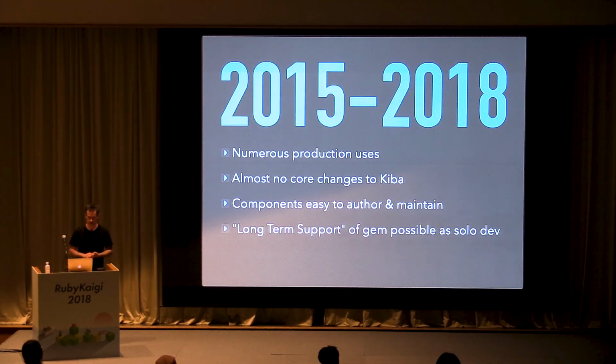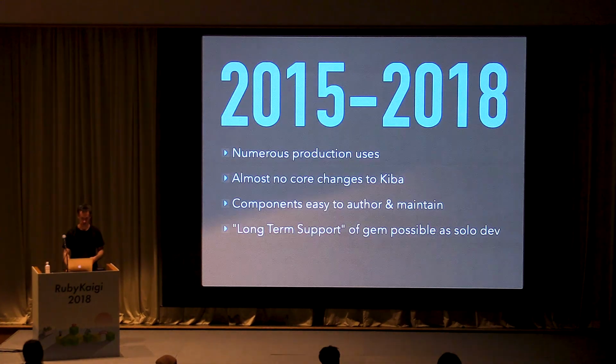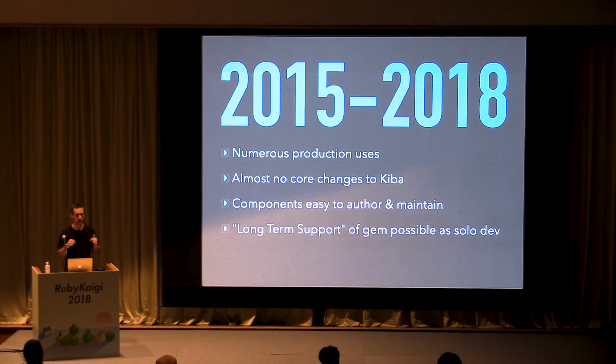So for the last 3 years, I've been using this on numerous production uses, and maintenance for me as an OSS developer is easy. Almost no core change to Kiba itself. The components were easy to author and maintain for me and my clients. So the long-term support and the sustainable approach is doable for me as a solo developer and a family father. So the outcome for you is that you have a solution for data processing that you can rely on without too much fear that it will be left abandoned at some point, because it's easier for me to keep it alive.